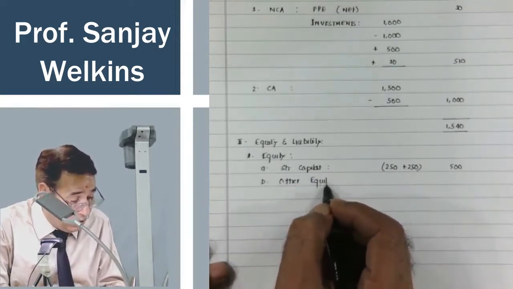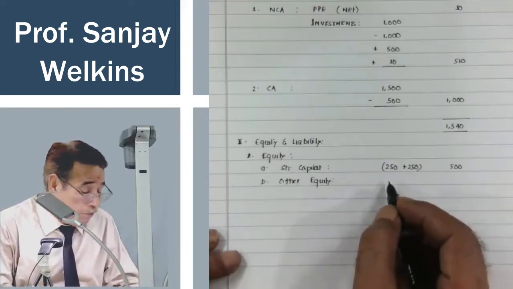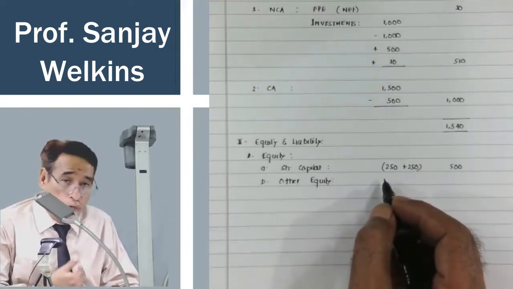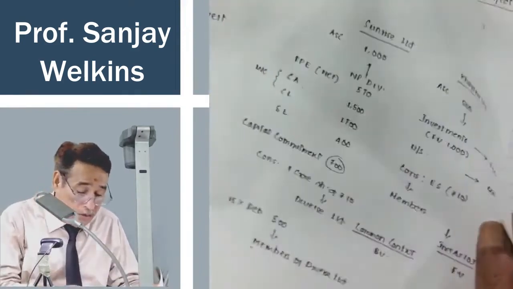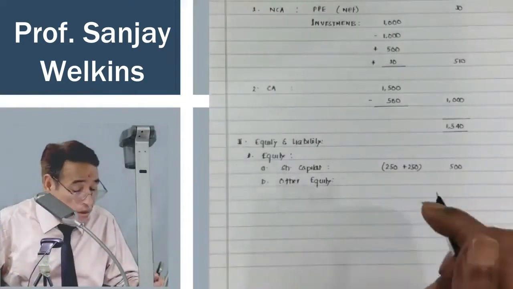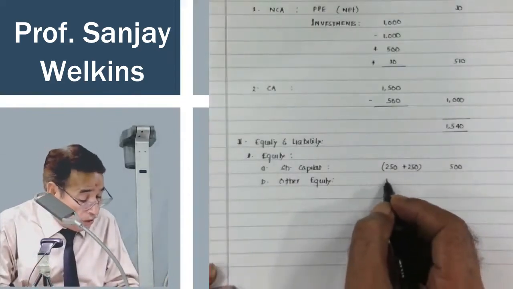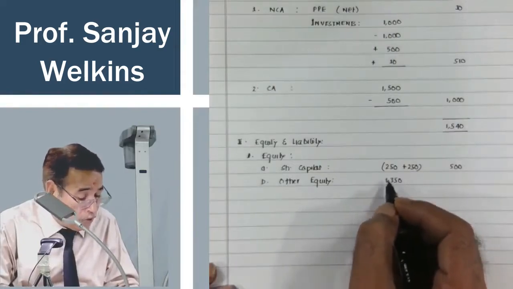As far as other equity is concerned, first of all, I will look into the balance sheet. What was my equity? Even I have forgotten myself, so I will have to look here. Other equity balance is 1350.